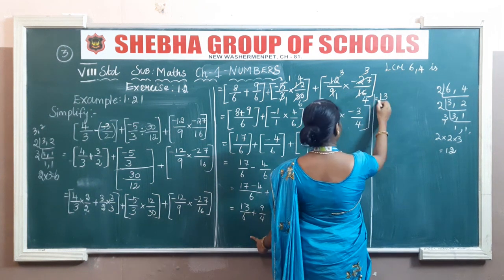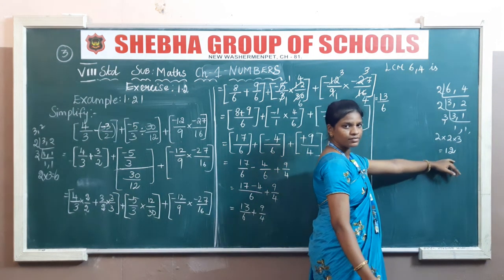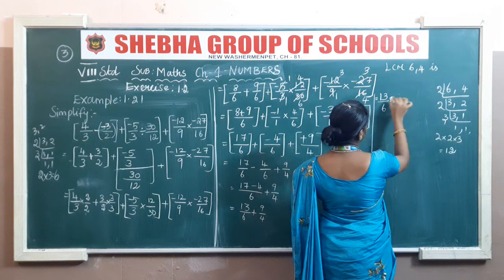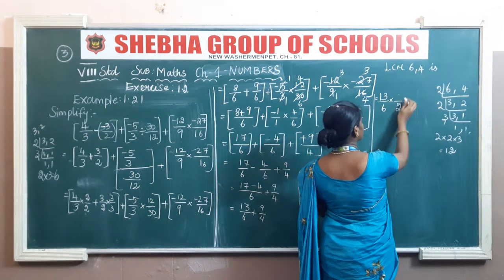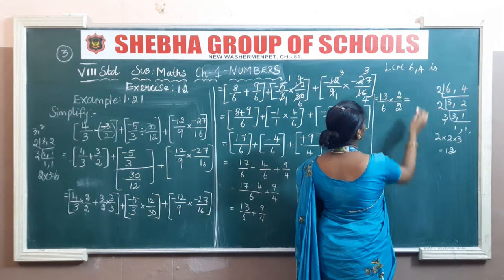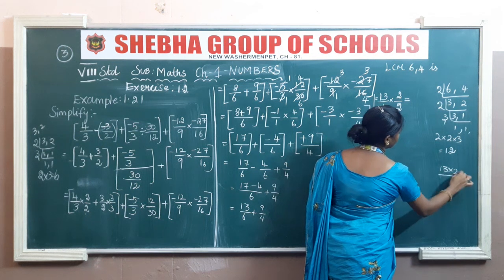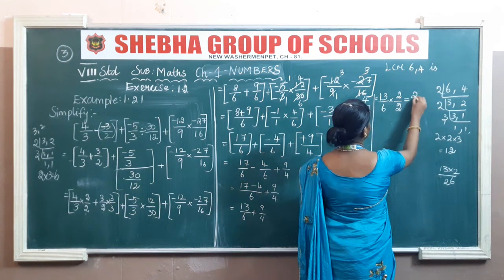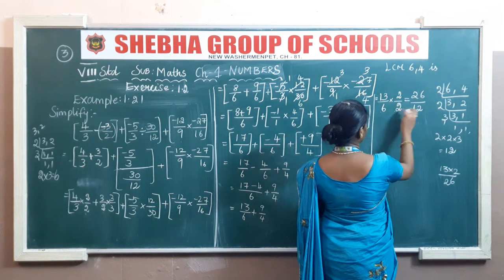So 13 by 6. In the 6 table, how many times to make 12? 2 times. We have to write 2, so the denominator is 2 and the numerator also we write 2. Then it is equal to 13 into 2. We have to multiply 13 into 2. 2 3s are 6, 2 1s are 2. So the value is 26 by 12, 6 2s are 12.